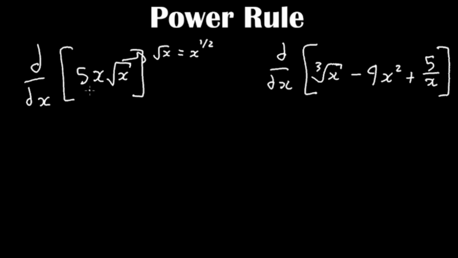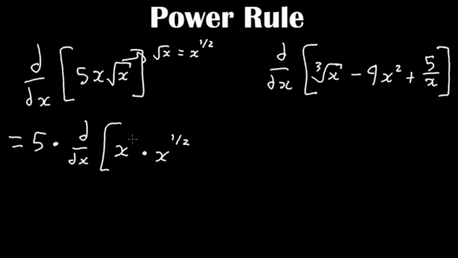So, another thing is we have this constant being multiplied to x times the square root of x. We can just pull that out. Whenever you have a constant, just a number being multiplied by something else, you can often just pull that out. It's often best to do that. So this is 5 times the derivative of x. I'm going to write square root x as x to the 1/2 power.